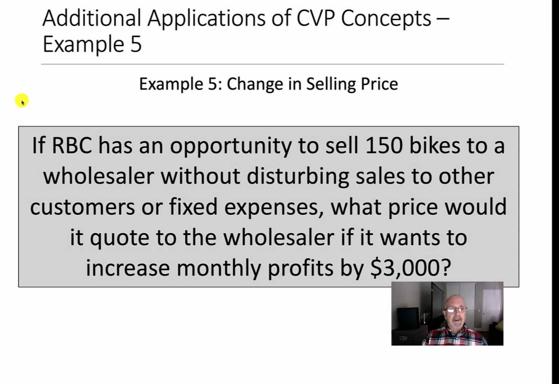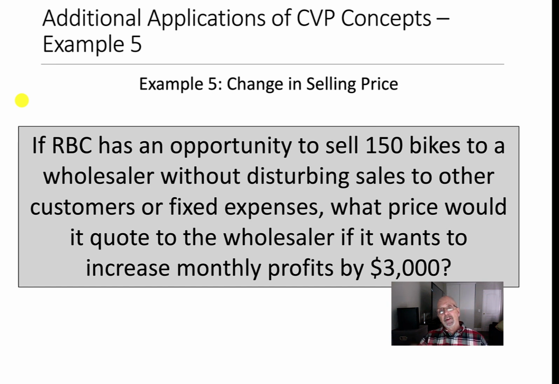All right, number 5. If RBC has an opportunity to sell 150 bikes to a wholesaler without disturbing sales to other customers or fixed expenses, what price would it quote to the wholesaler if it wants to increase monthly profits by $3,000? Well, let's think about what's going on here. We have an opportunity to sell 150 bikes, a big chunk, right? It's not going to disturb the current sales, and it's not going to add to our fixed expenses. That's a key here, because if it's not going to add to our fixed expenses, we're going to assume that those expenses are already covered.